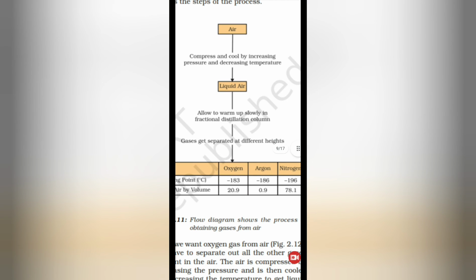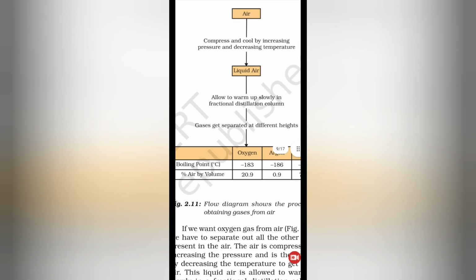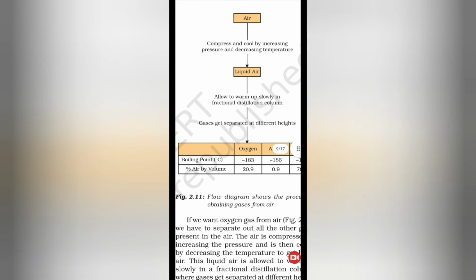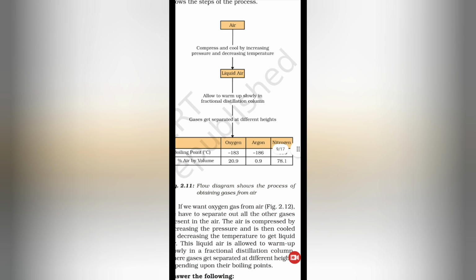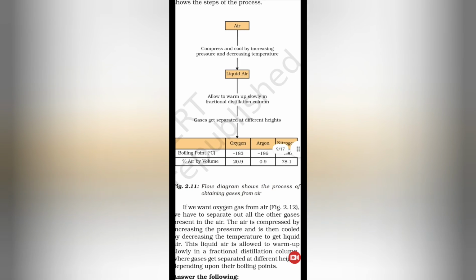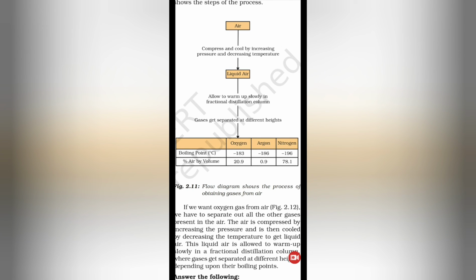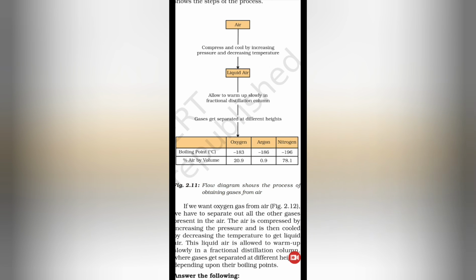Then in the second step you are going to get liquid air. Air is converted into liquid air. Now you are going to allow the air to warm up slowly in the fractional distillation column. After that, gases get separated at different heights. So what are the gases that we have obtained here? We are going to get oxygen, argon and nitrogen. The boiling point of oxygen is minus 183, so oxygen is obtained at minus 183 degrees Celsius. Argon is obtained at minus 186 degrees Celsius and nitrogen is obtained at minus 196 degrees Celsius.